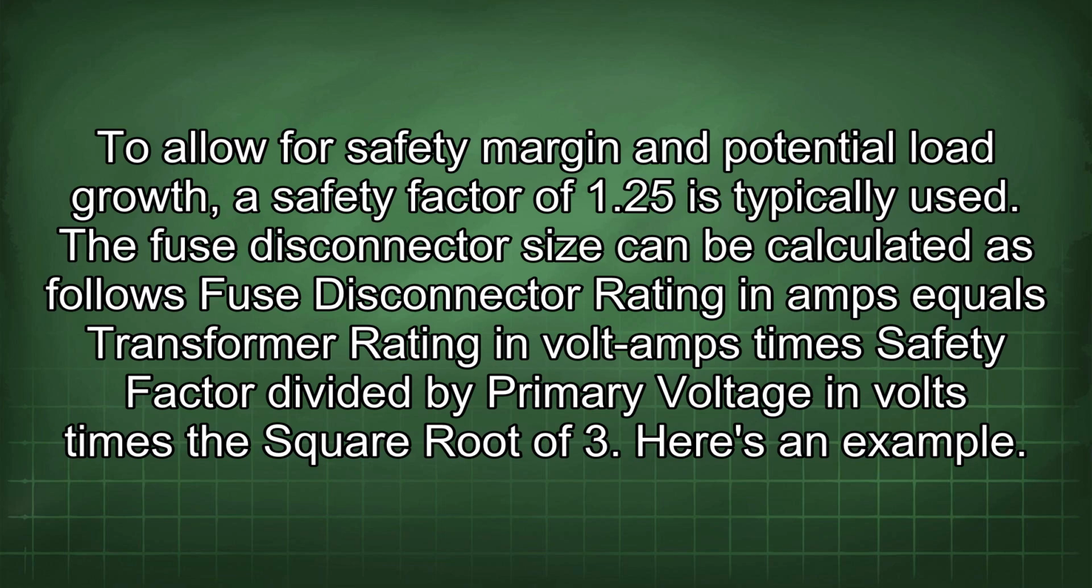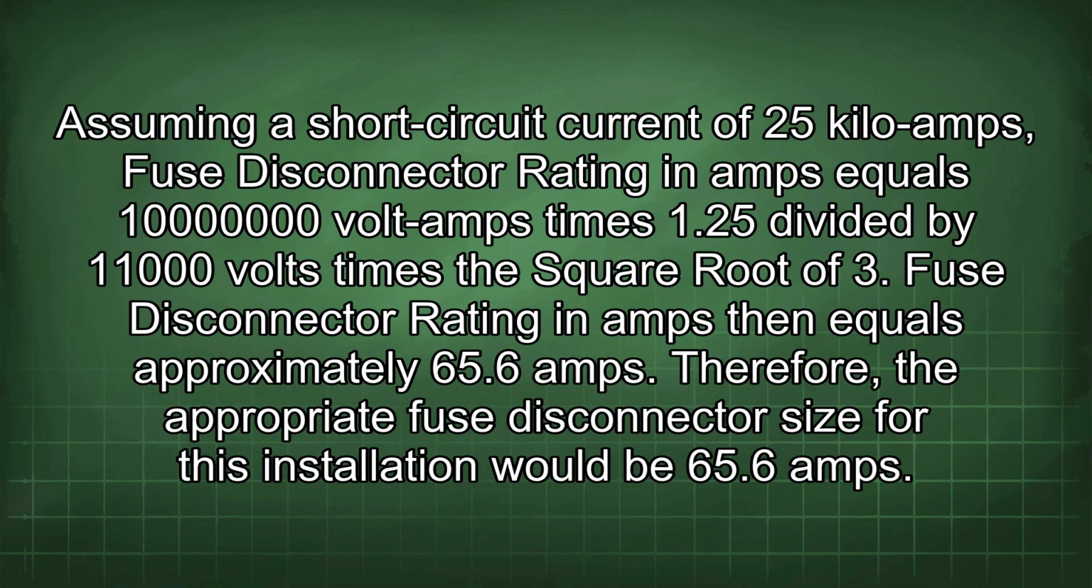Here is an example. Assuming a short circuit current of 25 kiloamps, fuse disconnector rating in amps equals 10 million volt amps times 1.25 divided by 11,000 volts times the square root of 3. Fuse disconnector rating in amps then equals approximately 65.6 amps. Therefore, the appropriate fuse disconnector size for this installation would be 65.6 amps.